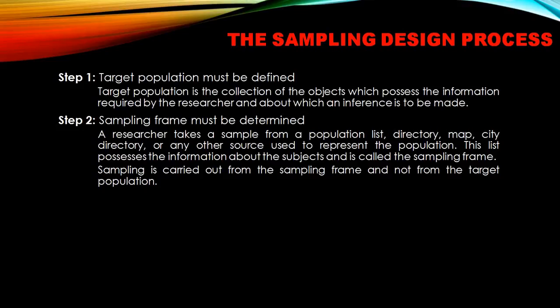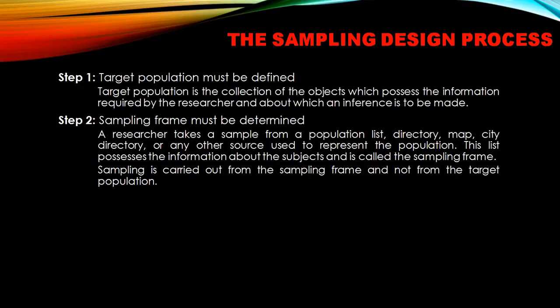So if I want to make a study on the mobile phone users in the city of Delhi, my target population can easily be defined as the mobile phone users in the city of Delhi. Similarly, the next step, that is the sampling frame, must be determined. When I am talking about the sampling frame, it becomes quite important that I understand what my sampling frame is. Now, a sampling frame is a published list, a directory, a map, a data.